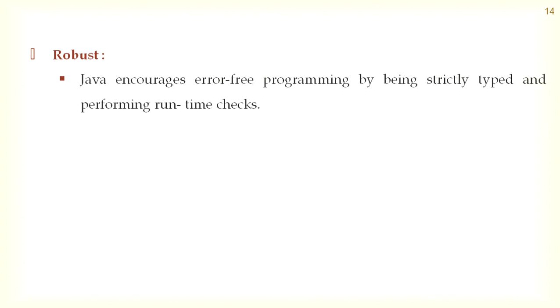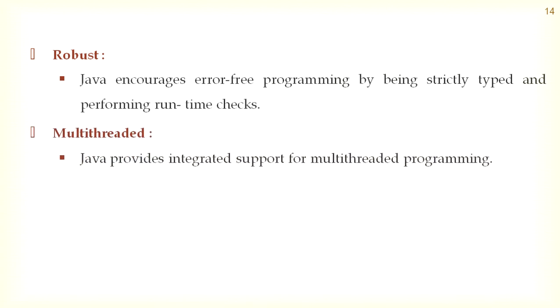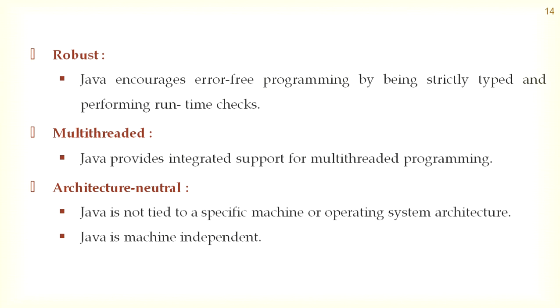Robust. Java encourages error-free programming by being strictly typed and performing runtime checks. And it is multi-threaded. Java provides integrated support for multi-threaded programming. Then architecture neutral. Java is not tied to a specific machine or operating system architecture. Java is machine independent.